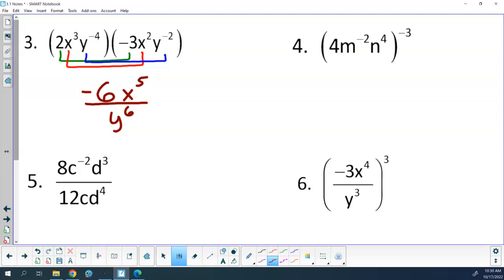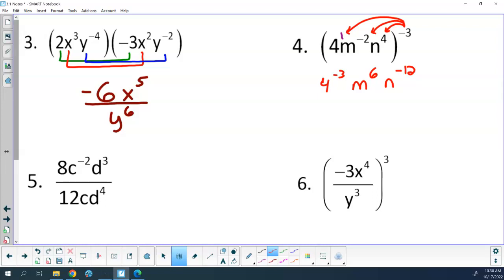Just to keep showing you a variety of different ways to do these types of problems, I'm going to take this -3 and it's got to go into that exponent. It's got to go into that exponent. And 4 has an exponent of 1 on it. It's also got to go into that exponent. So if I do that, then I have 4 to the -3 power, m to the +6th power, because -2 times -3 is +6, and n to the -12th power.